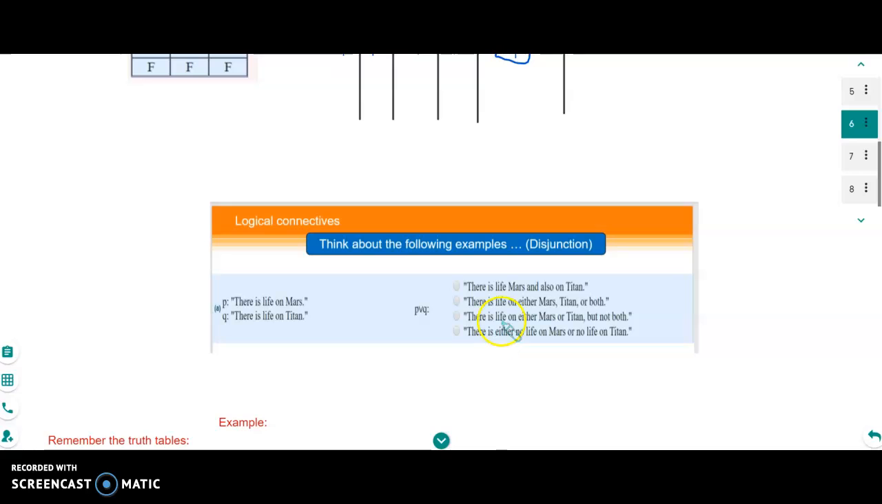What do you think? In this case it will be: there is life on either Mars, Titan, or both. Because in this case we have the disjunction. They can be both or they can be one of them. So in this case we can say the sentence like this, the second one.